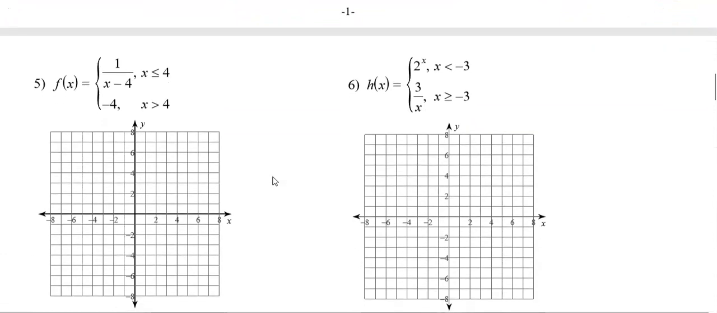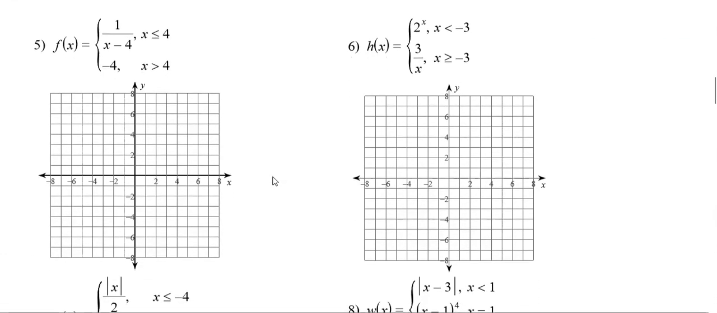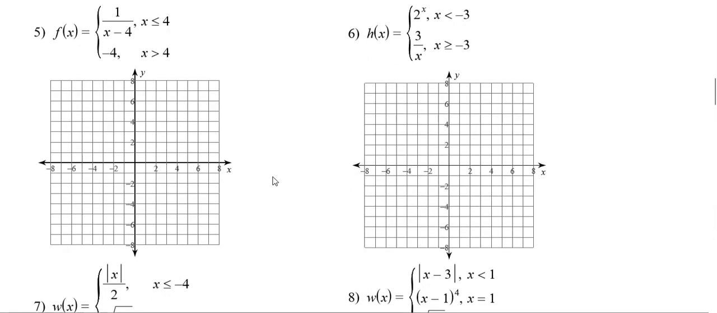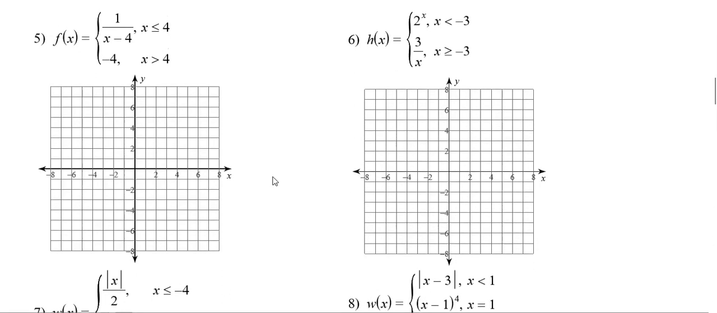Have a look here. Question number 5 says function f(x) is 1 over x minus 4 for x less than or equal to 4. Very clear guys. The first function is a rational function with the vertical asymptote x minus 4 equal to 0. So that gives x equal to 4 as the vertical asymptote. So the vertical asymptote is at 4.